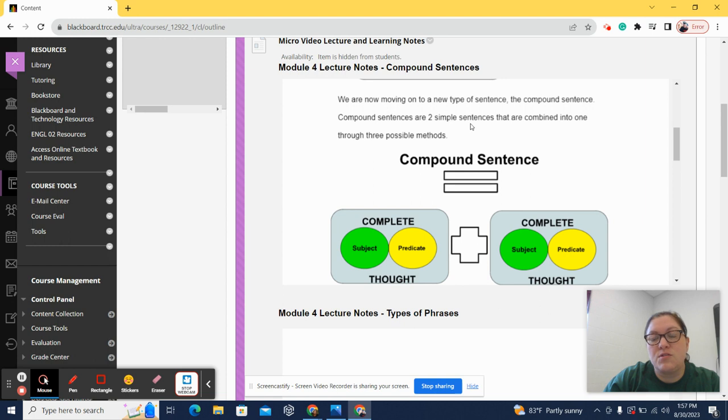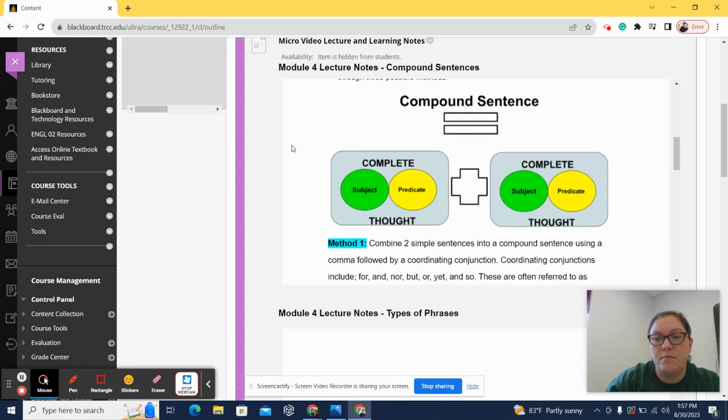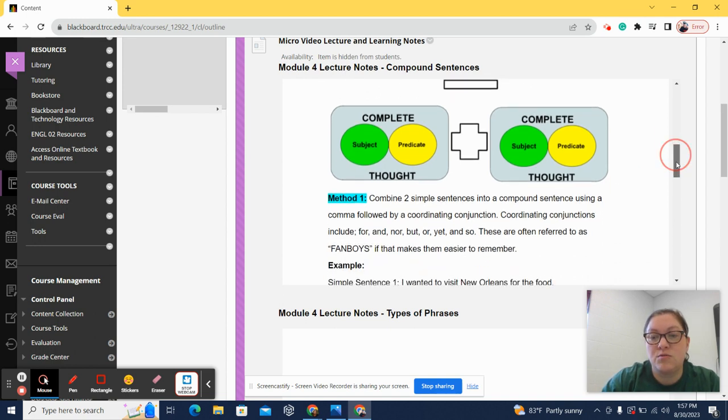Compound sentences are two simple sentences that are combined into one. There are 3 ways to do this, but the biggest thing to remember is that a compound sentence equals a complete thought plus another complete thought. In other words, it is one simple sentence with a subject and predicate plus another complete sentence with a subject and predicate. If you think you have written a compound sentence, but the beginning of the sentence and the end of the sentence could not stand on their own, then it is not a compound sentence. You are essentially taking 2 complete sentences and joining them together.